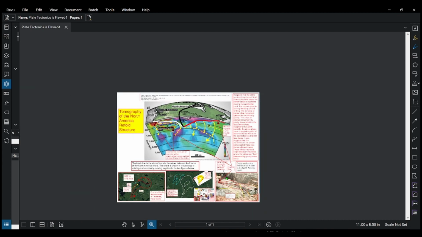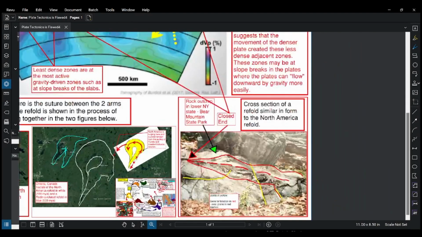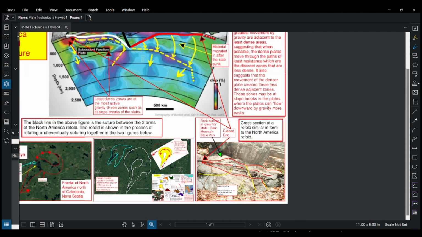All right. So we discussed these here, and what we have here is this is in New York State. You can see a profile of the refold structure, the closed end right here. Okay, and I think there's a little bit of a curve to it. It's hard to tell in this diagram, but that's what you'll see some of the refold structures have, a slight curve to it.